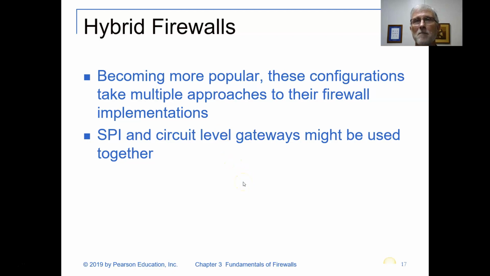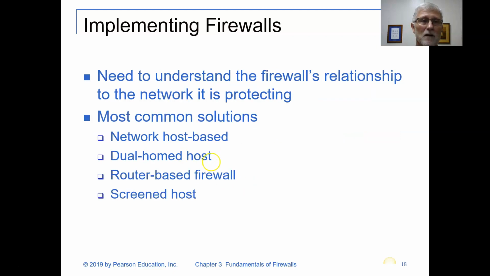Now, there are some hybrids, and they're becoming more and more popular. They take multiple approaches to their firewall implementation, where you can do stateful, the SPI version, and a circuit level gateway might be used together in some of these situations. Now, how do I implement some of these?